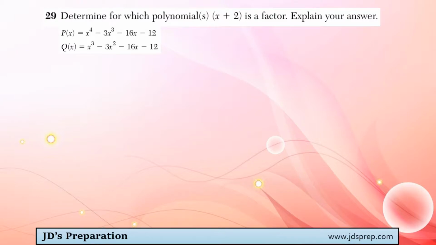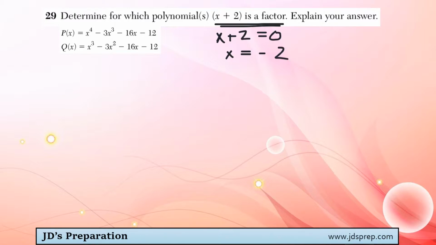This problem is actually fairly straightforward as long as you remember that a factor implies that if we set it equal to 0, then the function will equal 0. Let me show you what I mean. So if we had this factor equal to 0, that means we have an x value of -2.